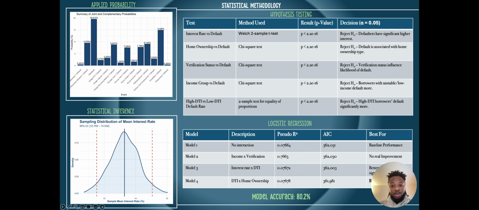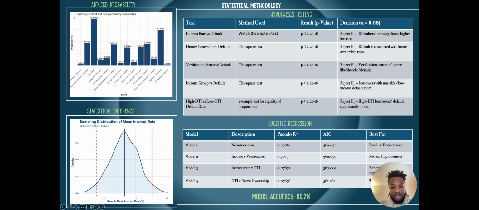Second is the statistical inference, where I used sampling distribution and confidence interval. I estimated population level behavior for variables like interest rate and default proportions. For example, the sampling distribution of interest rate produces a smooth bell-shaped curve with a 95% confidence interval.